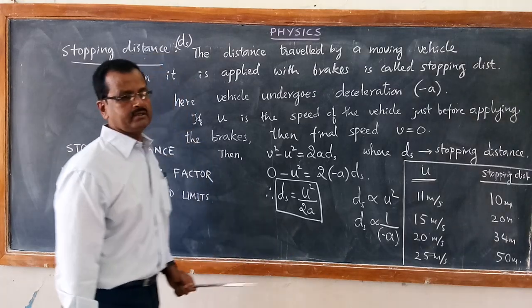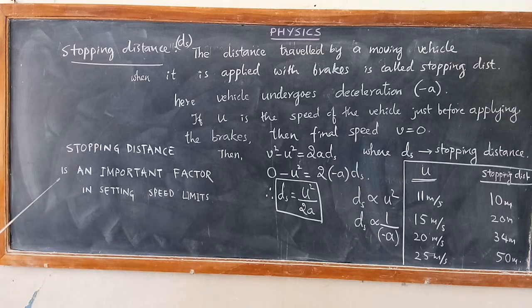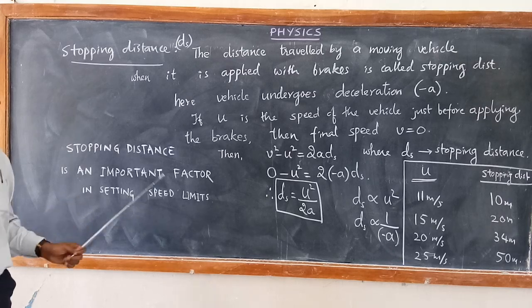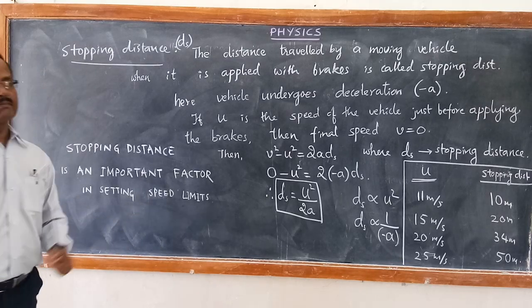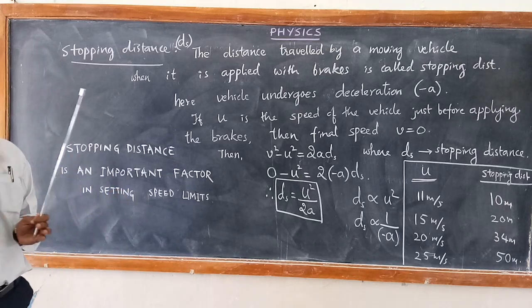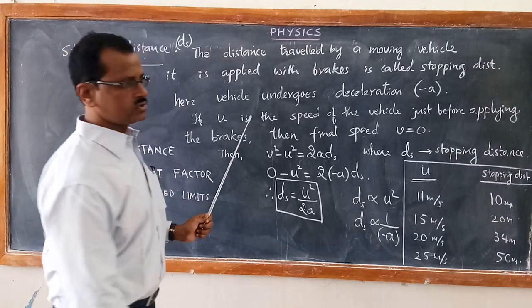This is a very important factor in order to decide the speed limits. Stopping distance is an important factor in setting up the speed limits. For example, busy zones, like school zones, where movement of children will be very frequent. Children can be running on the road at any moment. And that speed limit is fixed, it will be around 20 km per hour, so that by applying the brakes, the vehicle can be brought to halt immediately and safely, and we can avoid accidents. So this is the importance of stopping distance.